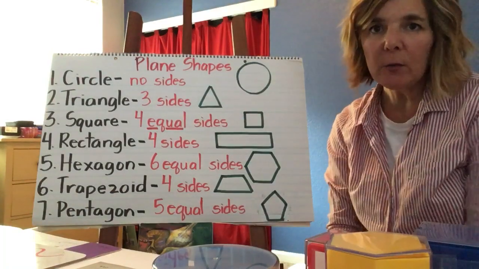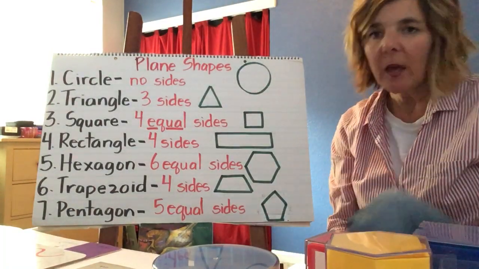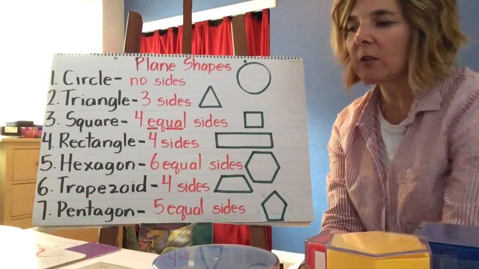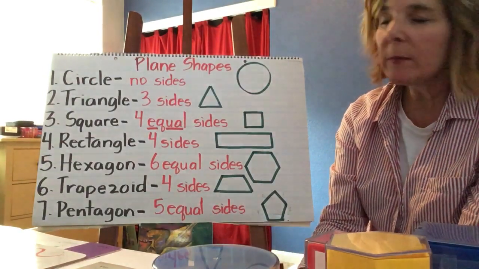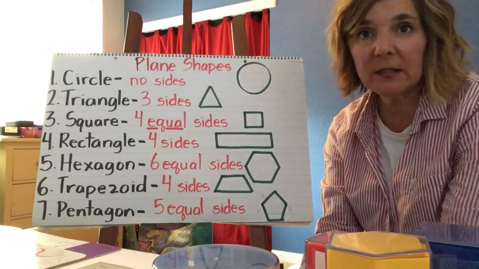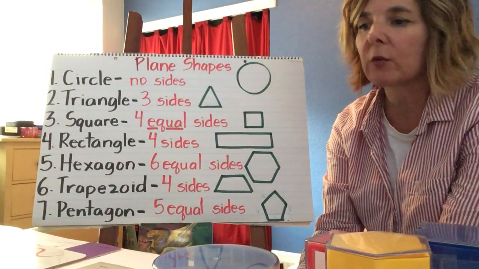Hello, first grade. Today we're going to do a math lesson together, and we're going to talk about plane shapes and solid figures. So let's start with our plane shapes. We're going to describe them today. We're going to use words like sides, straight lines, and curved lines.